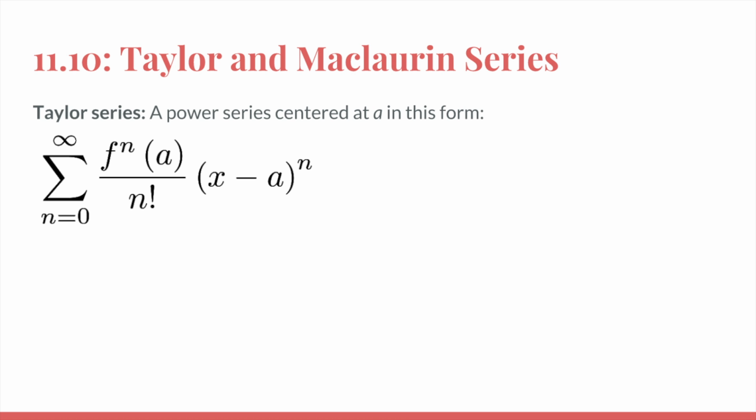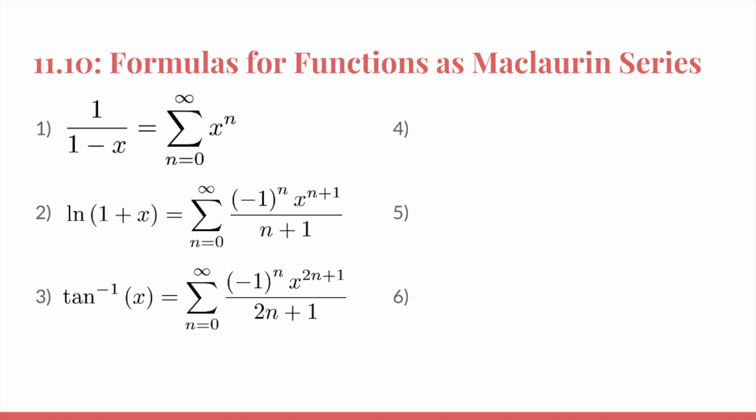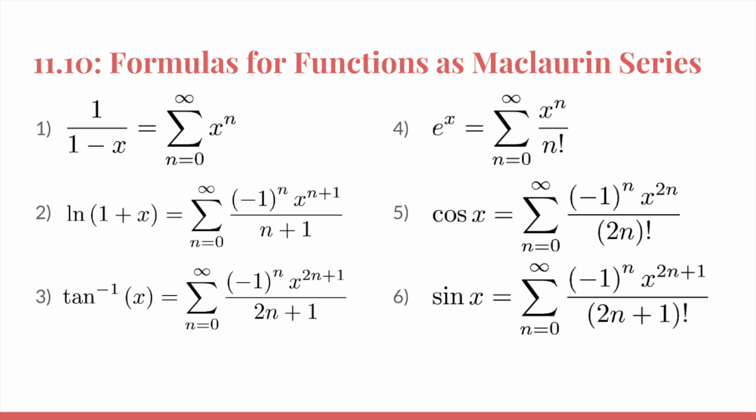Before we go over 11.10, remember that a Taylor series is really just a power series centered at a in this form right here. A Maclaurin series is just a specific form of a Taylor series, and that's centered at a is equal to 0. In addition to the three formulas we already have for functions as power series, using this knowledge, we can also figure out e to the x's formula, as well as cosine of x's and sine of x's.